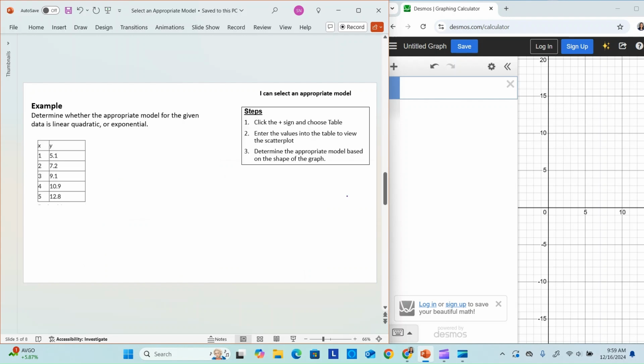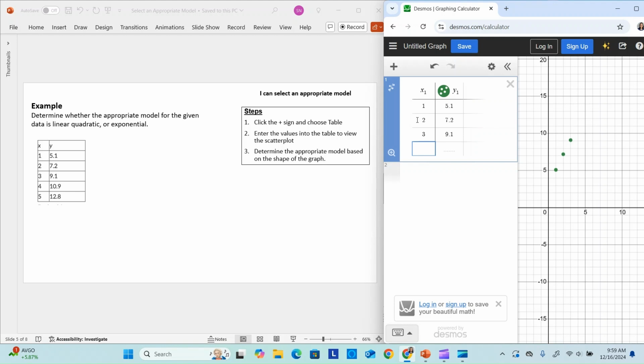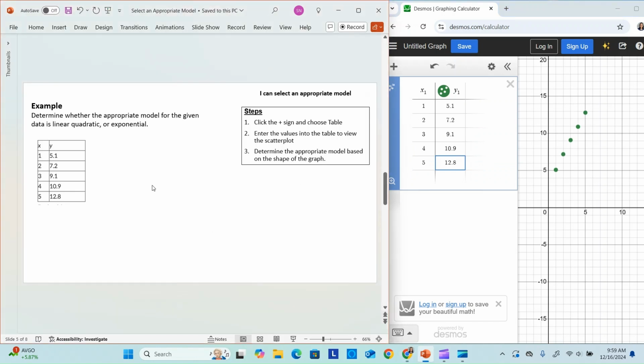So let's look at this table right here and determine whether the appropriate model is linear, quadratic, or exponential. I'm going to start off by creating the scatter plot just so I can get a visual of what this data is going to look like. So I'm going to go ahead and type in all these values. You can see it starts to look like a line, right? So I'm thinking linear is probably going to be a good fit for this data, but I'm going to figure out the pattern just to make sure that I've determined this correctly.